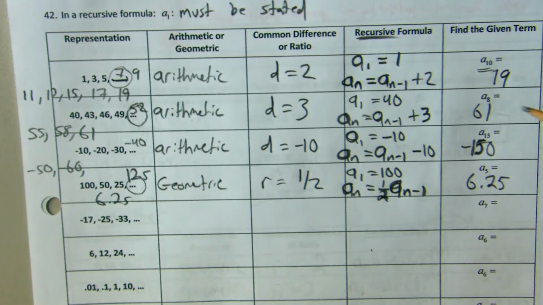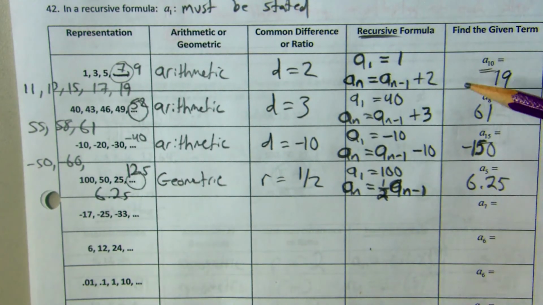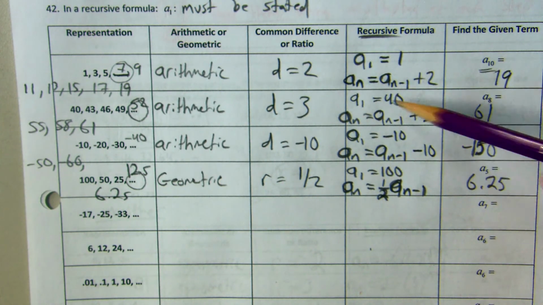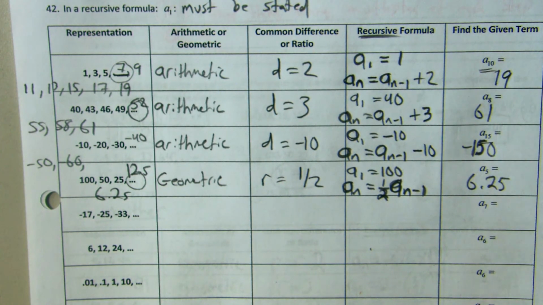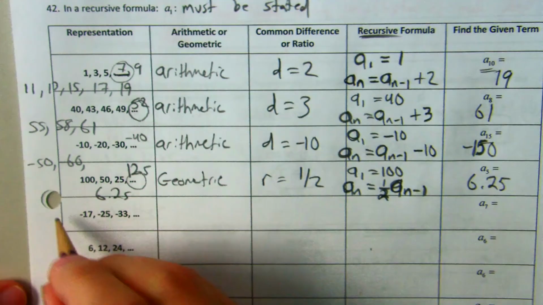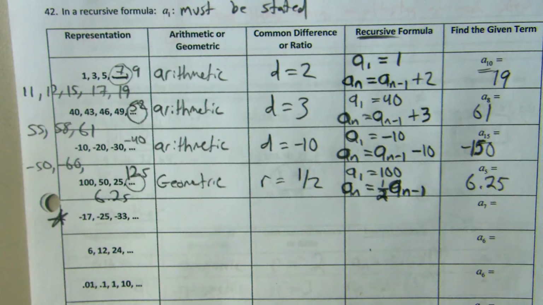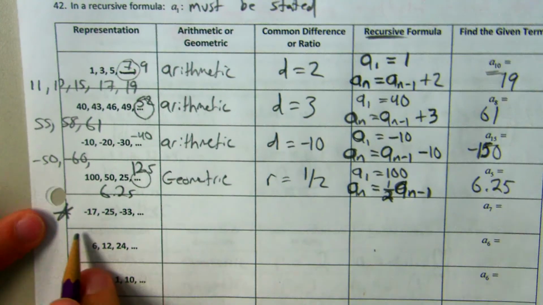So I'm not going to make you do this very often, but I need you to see that this is a little bit of a hassle. Recursive is not good for this. Explicit is very good for that. Okay, so one I would like you to practice. The check on that would be the next one. So I'll fill out the whole row.